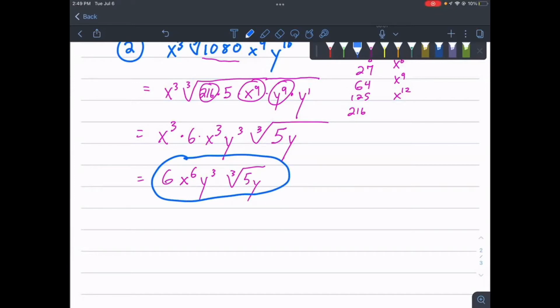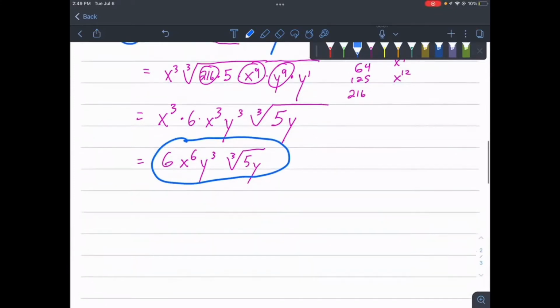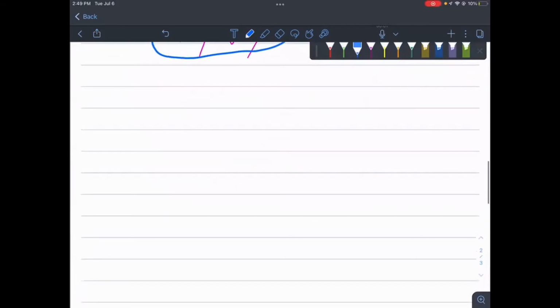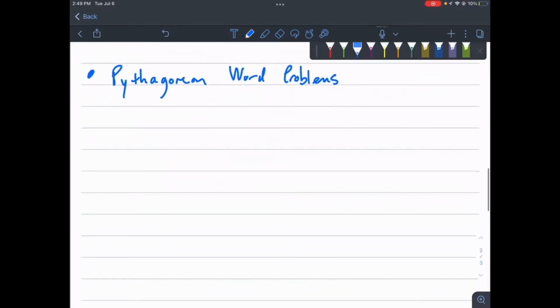Okay, that's it for the second section. Next, we've got Pythagorean word problems. So these are kind of lengthy. They have them in paragraph form in Deltamath. I'm going to abbreviate it just a bit.